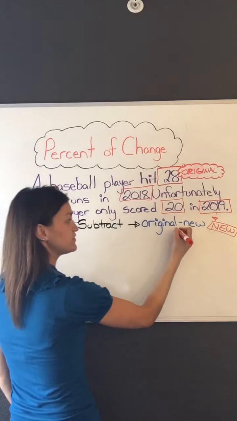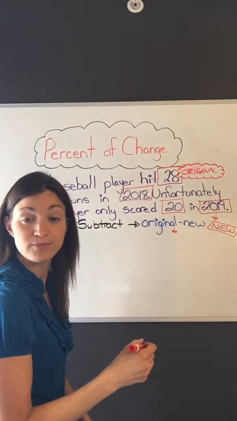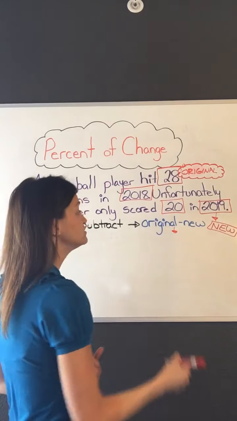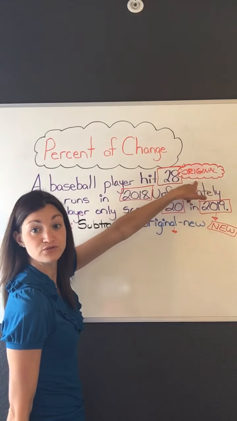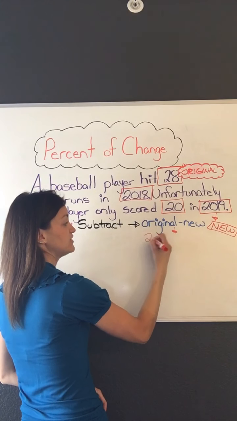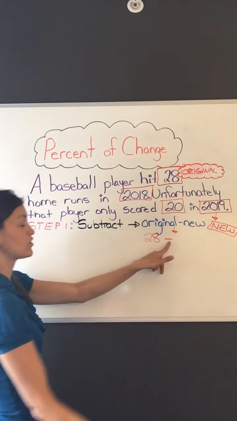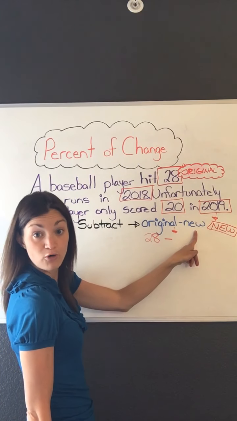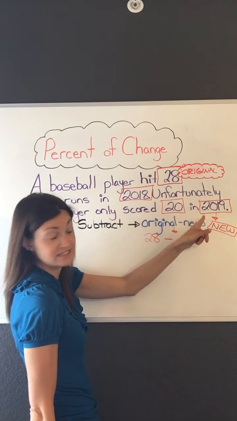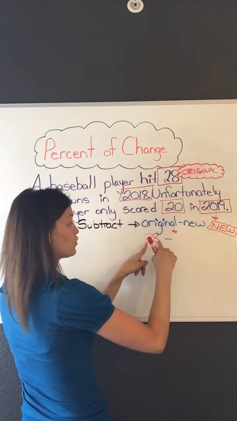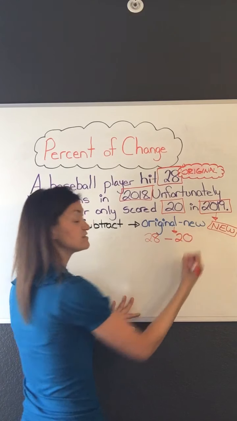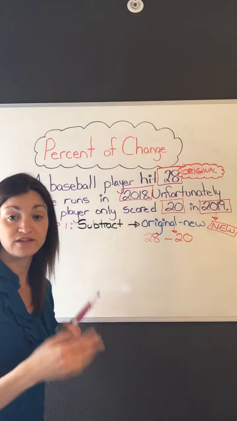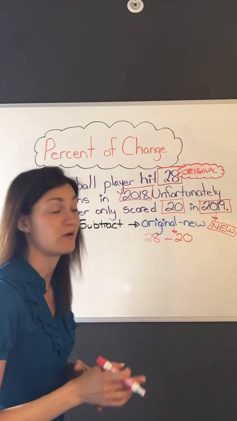Okay, so underneath here I like for students to write examples so they can look back and see when you're trying this on your own because that's the only way to learn. Original amount, we're going to substitute the 28 home runs that he scored in 2018. We are going to subtract according to our written steps, and then the new amount of home runs in the year 2019 is 20. So 28 minus 20. So that's step 1. And obviously I'm going through this slowly, but once you get the hang of the steps, it really goes a lot quicker.